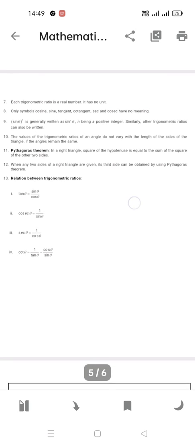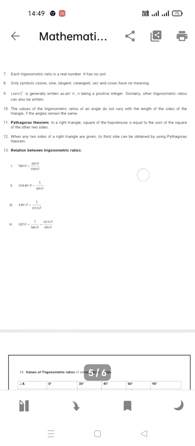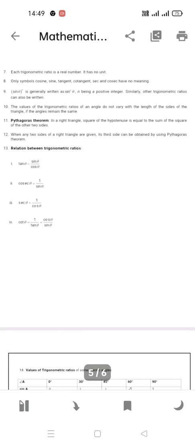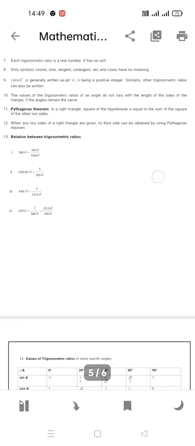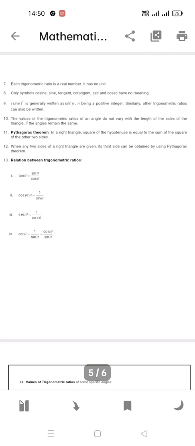Next point: only the symbols cosine, sine, tangent, cotangent, sec and cosec have no meaning, and these symbols alone do not have any meaning. Sine theta to the power n is generally written as sine^n theta, n being a positive integer. Similarly, other trigonometric ratios can also be written like this.